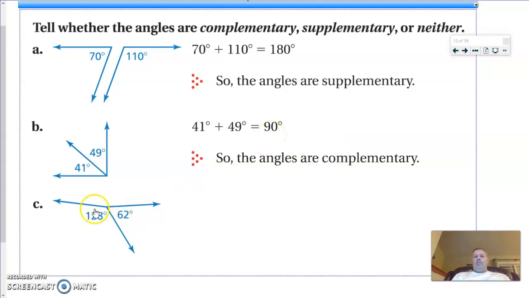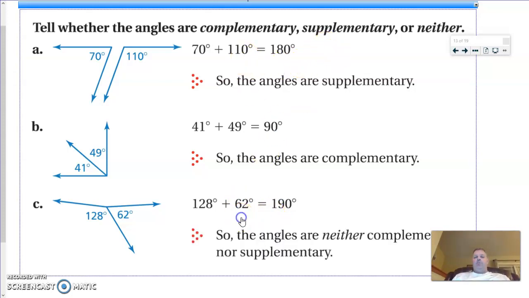In this one, you can kind of tell it's not a straight line, but to also check, we can take 128 plus 62, which is 190. 190 is not complementary, it's not supplementary, so this one is neither.